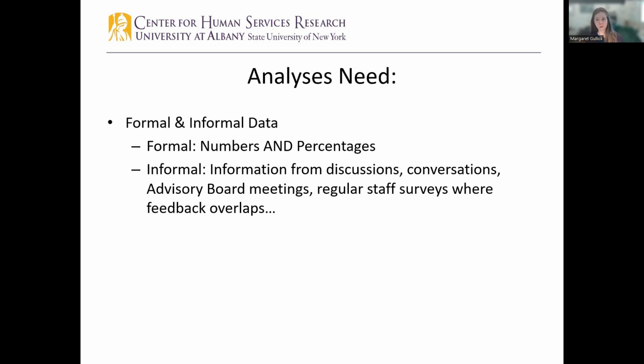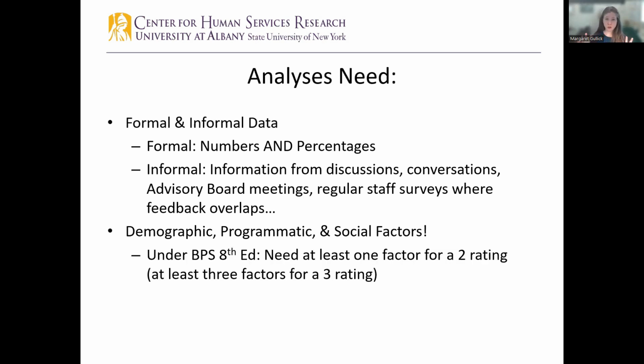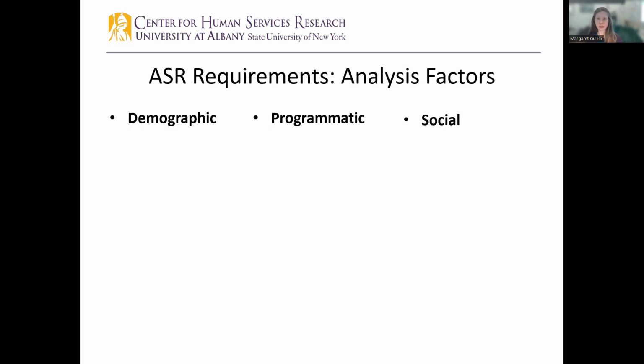So when you're looking at all of this information, you can think about it as 3 subtypes: demographic, programmatic, and social. So under the 8th edition best practice standards, you need to discuss the impact of at least one factor on your acceptance rate or your retention rate for a rating of a 2. You need to discuss at least 3 factors for a rating of a 3. So let's define those 3 categories more specifically. Demographic data is going to tell you about general population characteristics. So take a second, think about what demographic data could be.